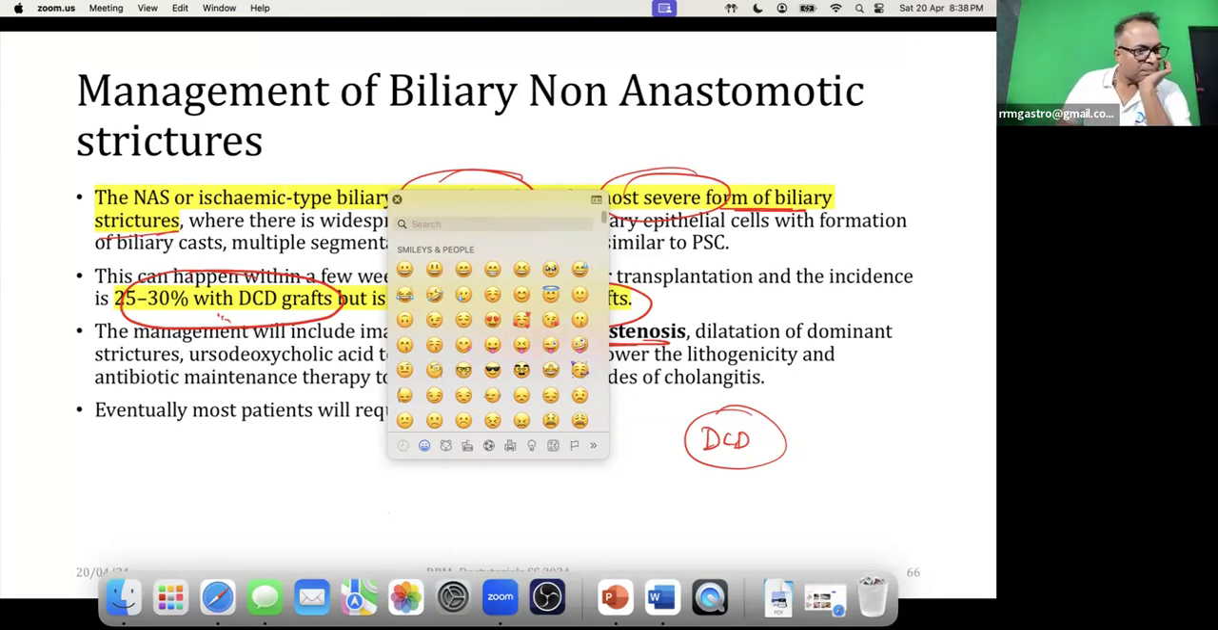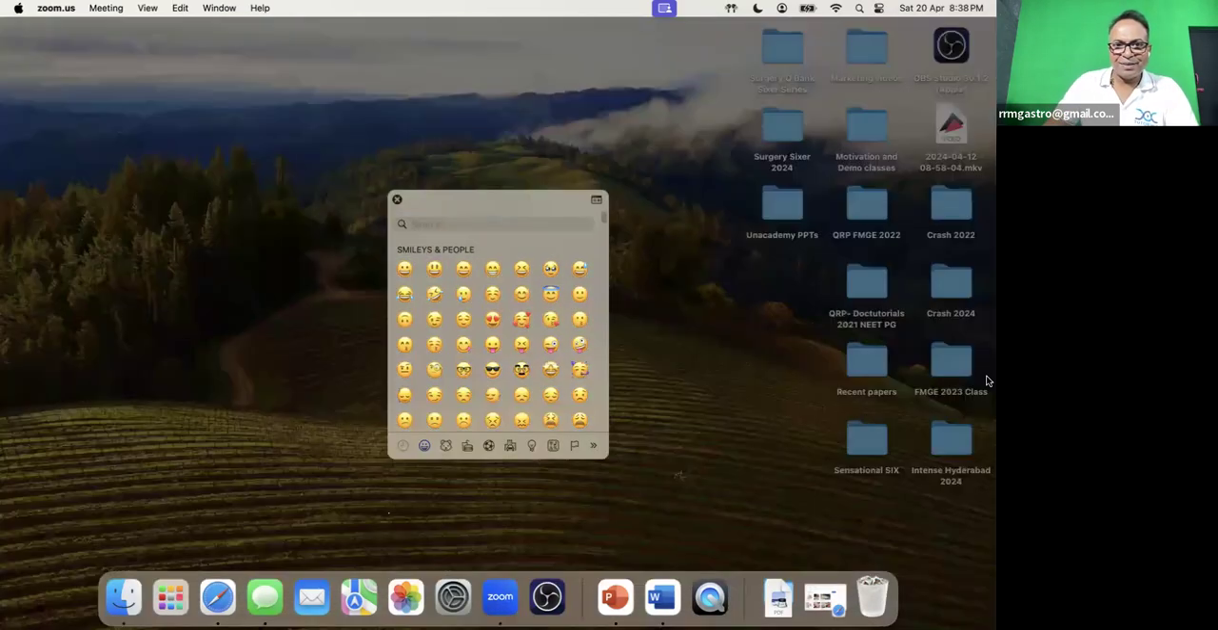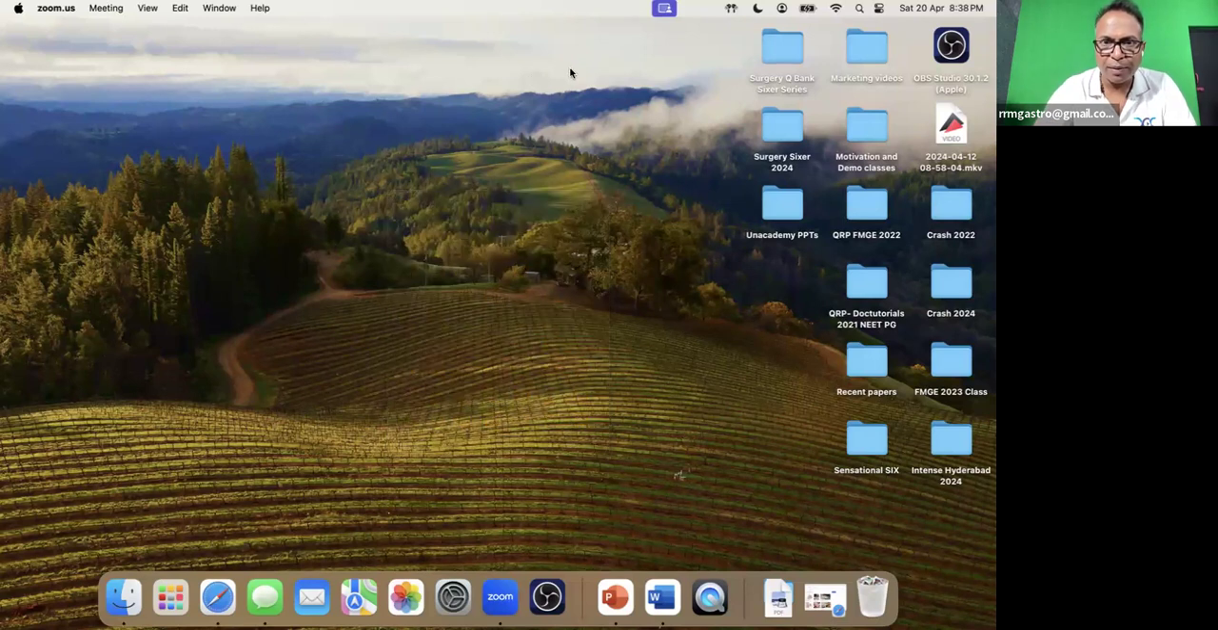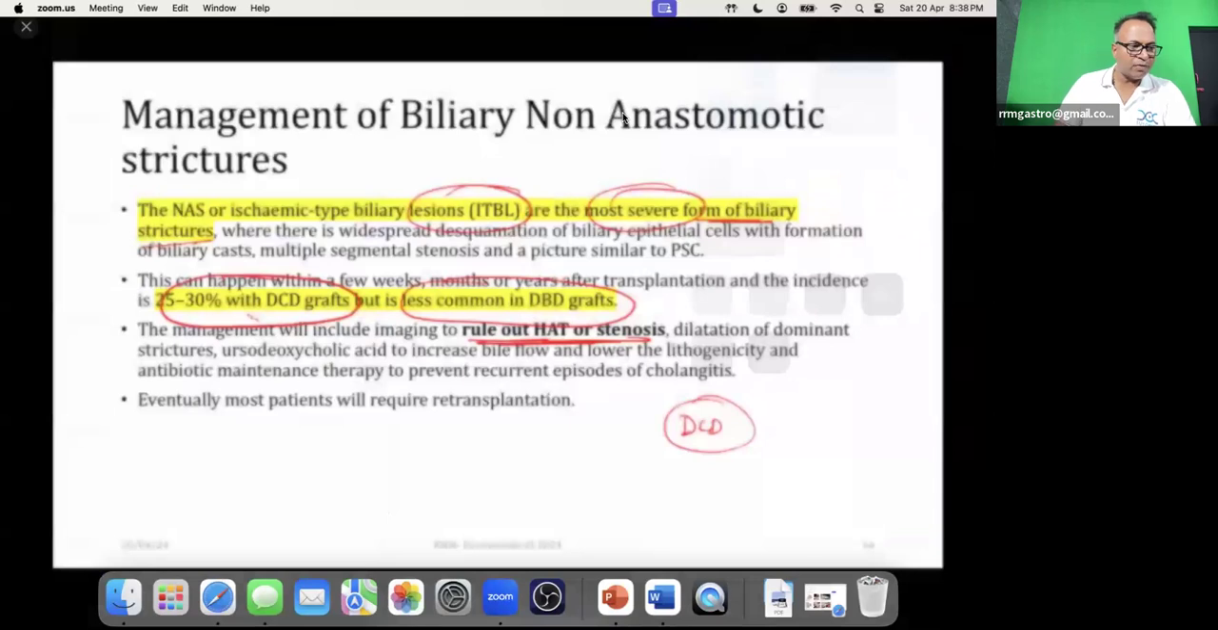Emoji on screen. Oh, I don't know which emoji is coming. This is shown, huh? No, it is coming. It's coming now. Is it fine?